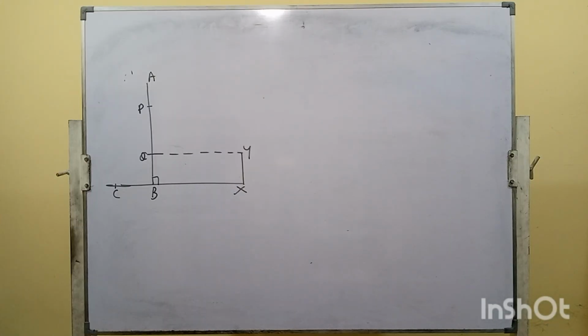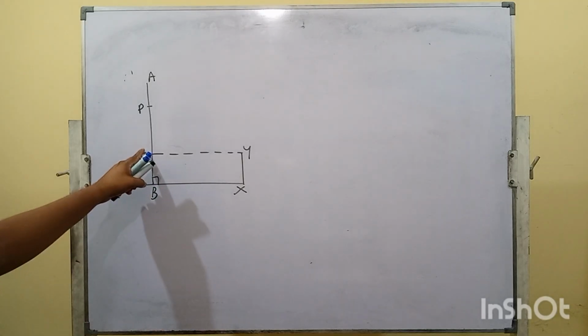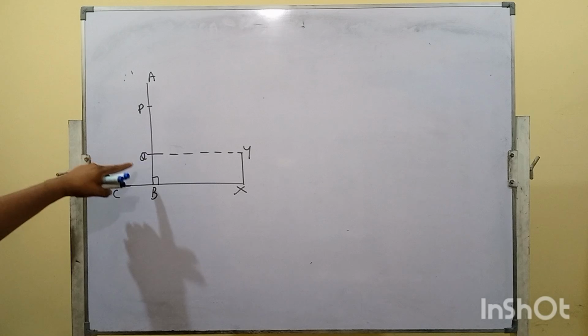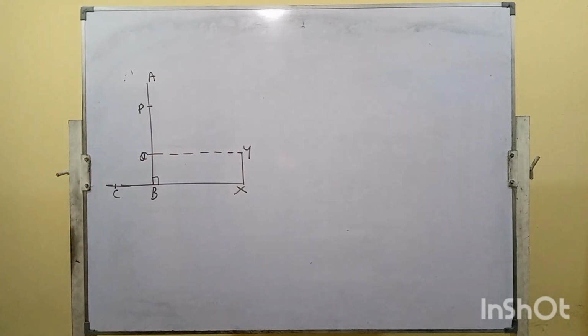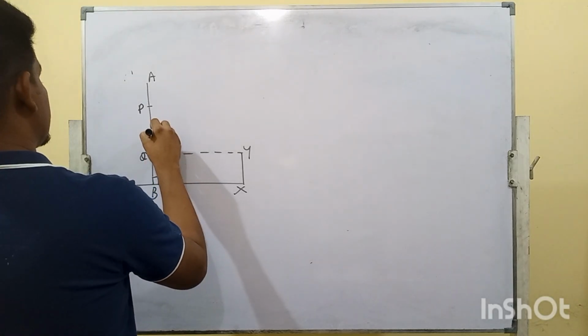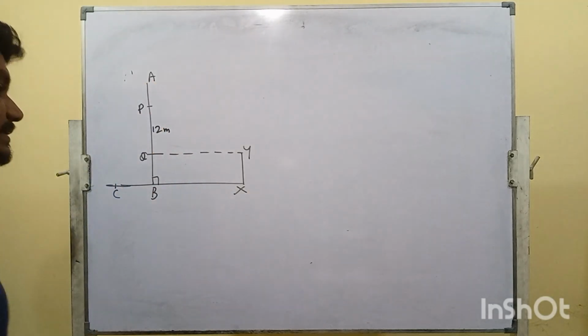And he's moving upward, climbing up, and he stops for a while at point Q. The height from the foot of the tree up to that point is equal to the height of the building, the height of the tower. Then he climbs another 12 meters up the tree and stops at point P. So PQ length is 12 meters.